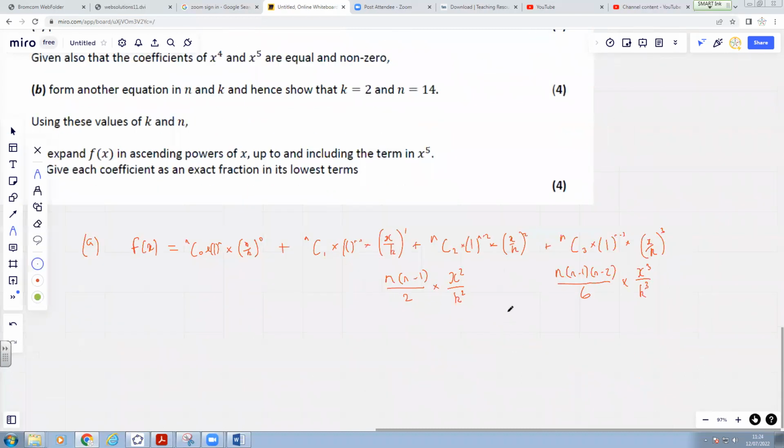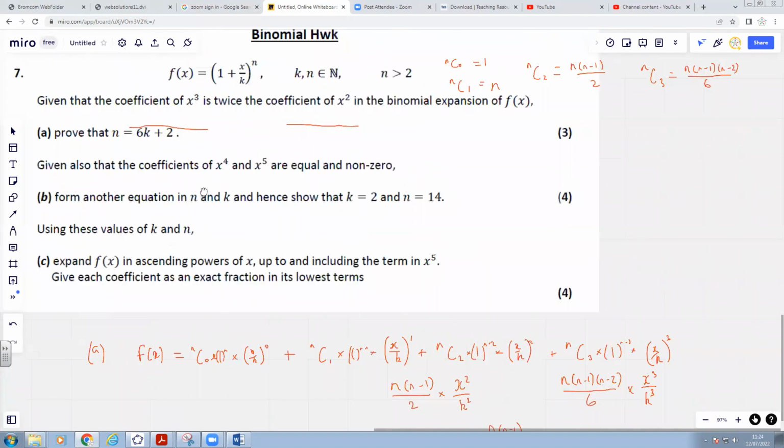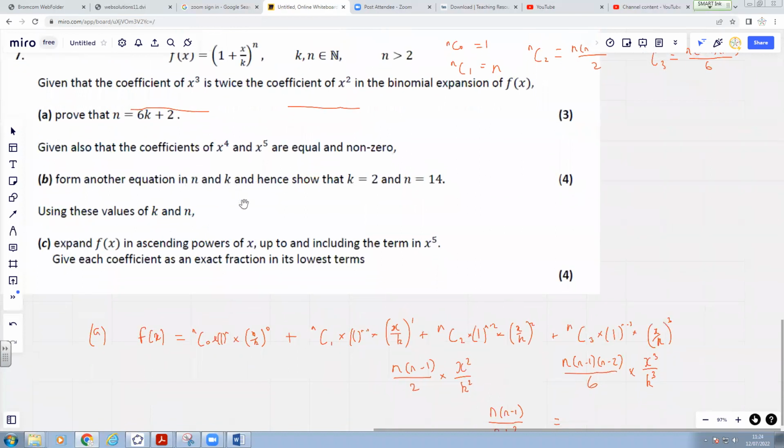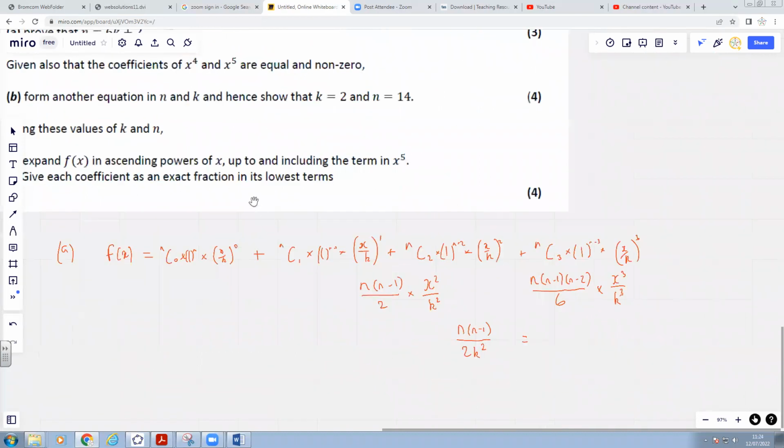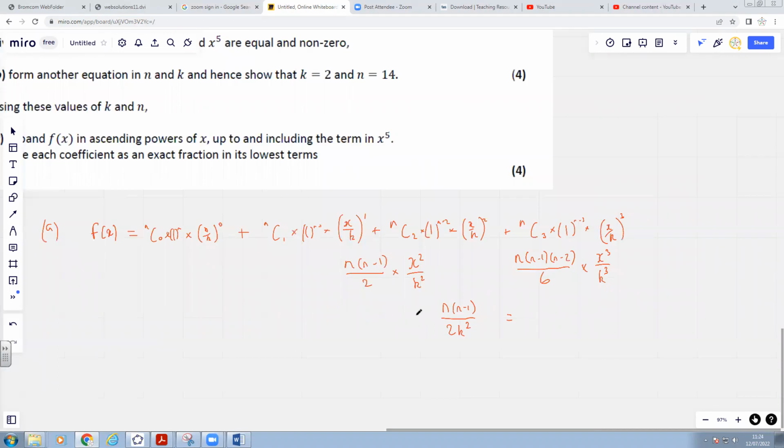And so what I'm going to do is just take the coefficient of x squared, which is n times n minus 1 over 2k squared. I've ignored the actual x squared because it's only the coefficient I'm interested in. Now, I can't remember which one I've got to double. Let's have a look. x cubed is double the coefficient of x squared. So I need to double the coefficient of x squared, which is the one I just wrote down. And that should equal the coefficient of x cubed.